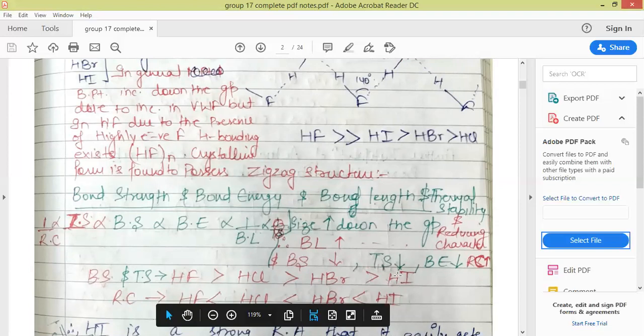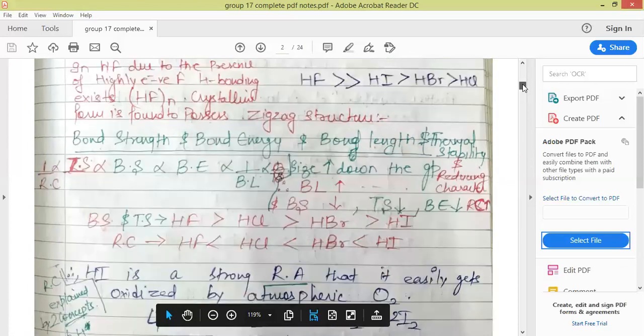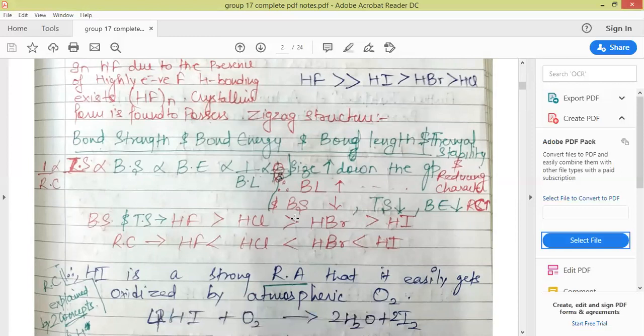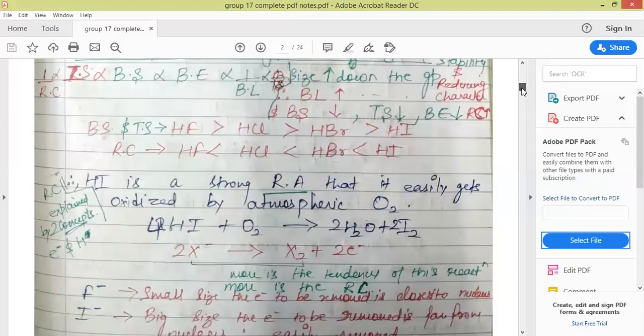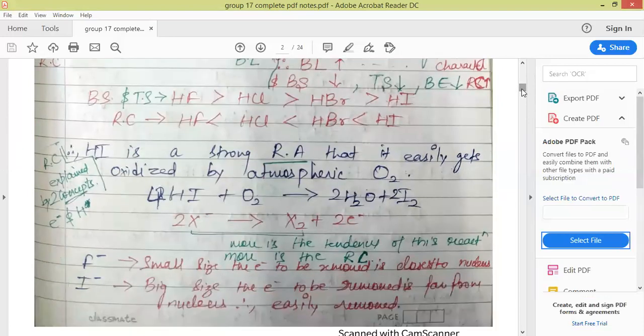And as the bond strength decreases, reducing character increases down the group. So these are interrelated to each other. We can start with the atomic size. As we move down the group, size increases, bond length will increase. If bond length is increasing, that means bond strength is decreasing. That gives way to the decrease in thermal stability, which further gives way to increase in reducing character. So this is how we relate all these five properties in a single thing based upon the size.